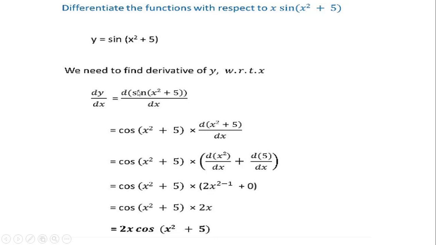We should know the differentiation of all trigonometric functions. Initially it will be very easy when you know this. First, sine differentiation is cos x. So sin x differentiation is cos x. Here they are asking us to differentiate sine of x square plus 5. Let me use a highlighter. First differentiate sine. Sine differentiation is cos, and whatever the inside terms are, they stay as they are.